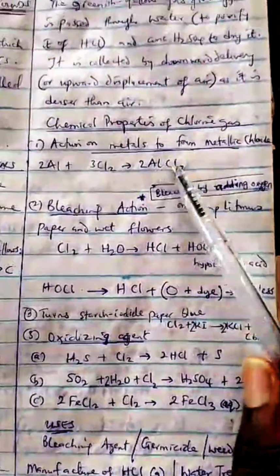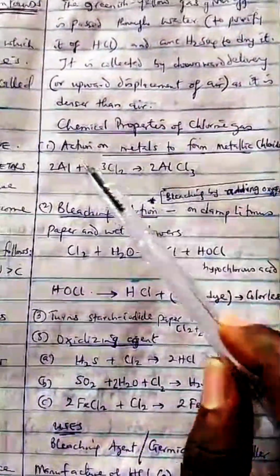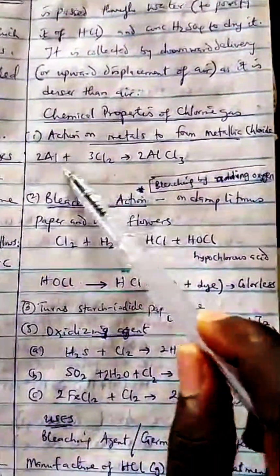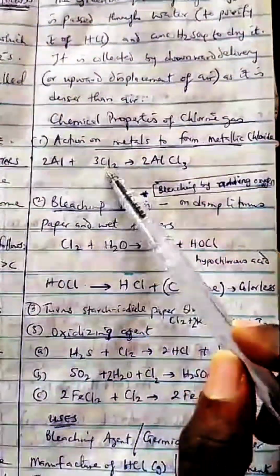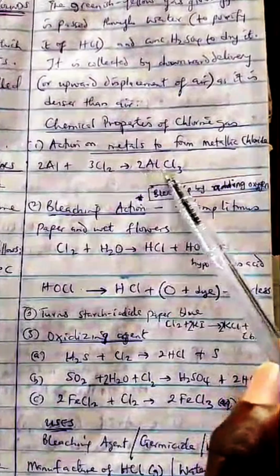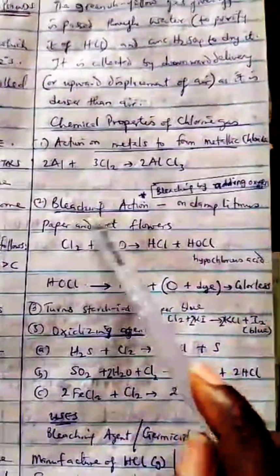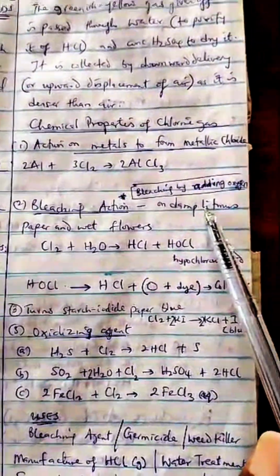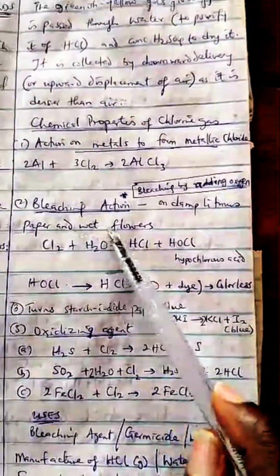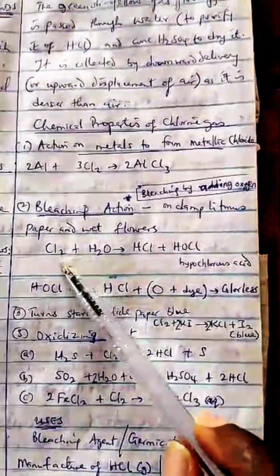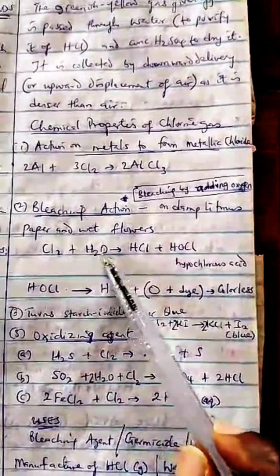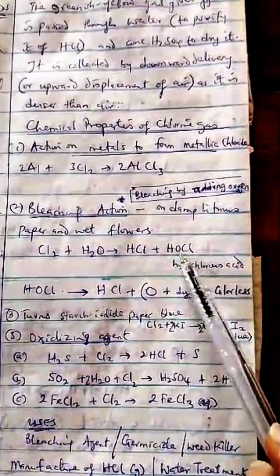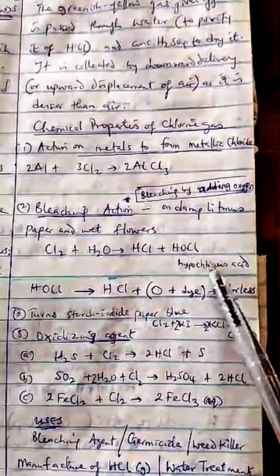Talking of the chemical properties of chlorine gas, it acts on metals to form metallic chlorides. So we have the reaction between the metal aluminium and chlorine gas to form the metal chloride. Then we also have the bleaching action of chlorine on damp litmus paper and wet flowers. Chlorine with damp substances produces hydrochloric acid and hypochlorous acid.